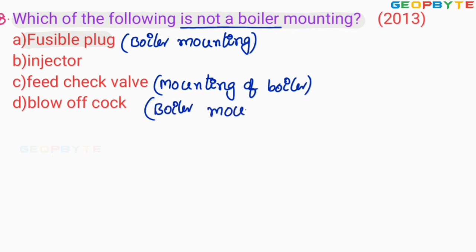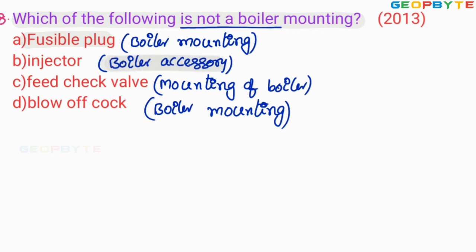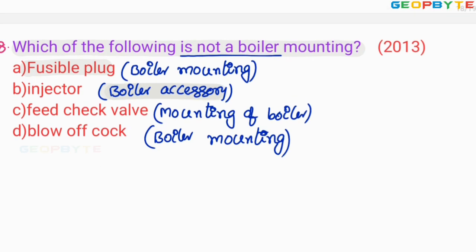Whereas injector is a boiler accessory. Boiler injector is for injecting the water, or supplying the feed water, to the boiler. Anyhow, among the given options, the component which is not a boiler mounting is the boiler accessory. Therefore, option B is absolutely correct. I hope you clearly got my point.